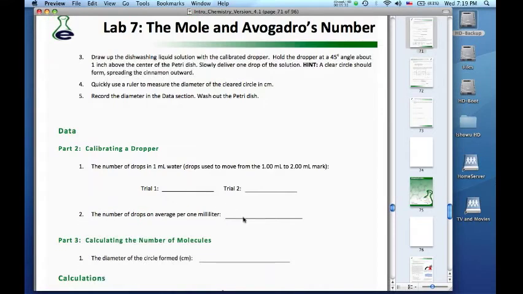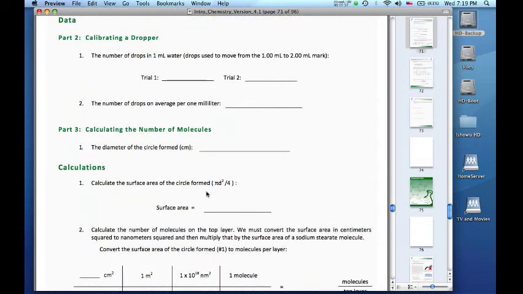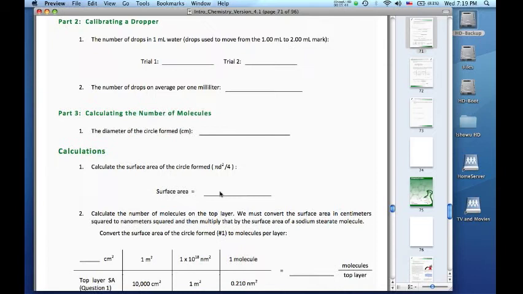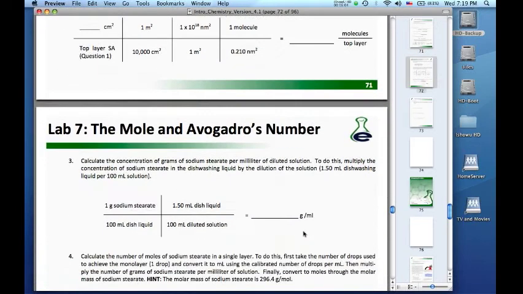And the drops, and you have the diameter of the circle formed, and the surface area. So this is pi d squared divided by 4. Just take that number as the surface area there. And now if you have this in centimeters squared, d is the number of centimeters, so you put it here and you multiply all this, and this is the area of about 1 molecule, and this will tell you the number of molecules per top layer.